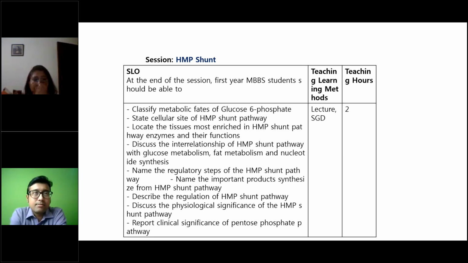Then name the regulatory steps of the HMP shunt pathway. Name the important products synthesized from the HMP shunt. Then describe the regulation of the HMP shunt pathway. Discuss the physiological significance of the HMP shunt pathway. And lastly, report the clinical significance of the HMP shunt pathway. We can arrange this session for 2 hours as a lecture or small group discussion.